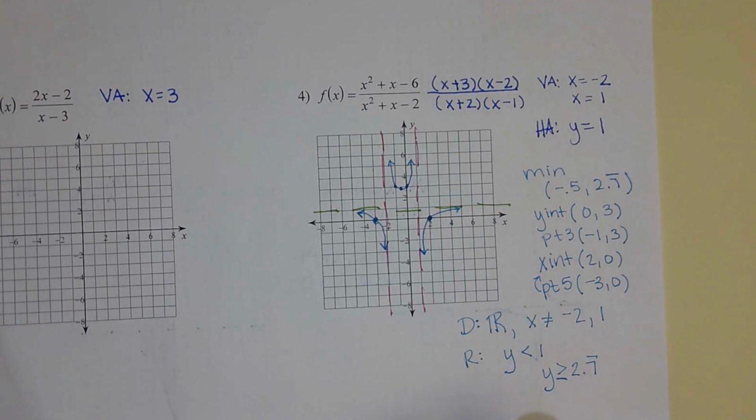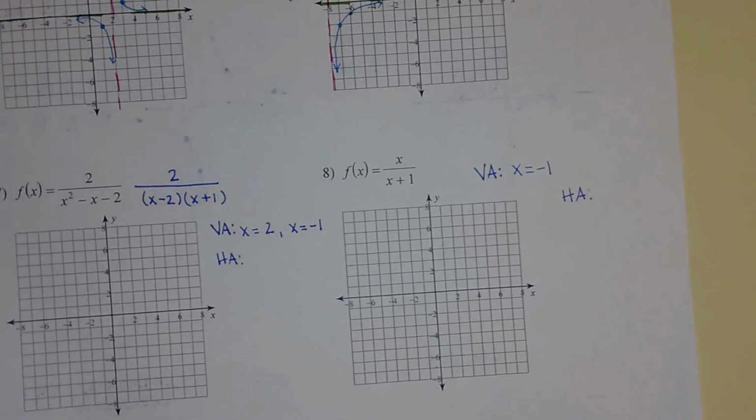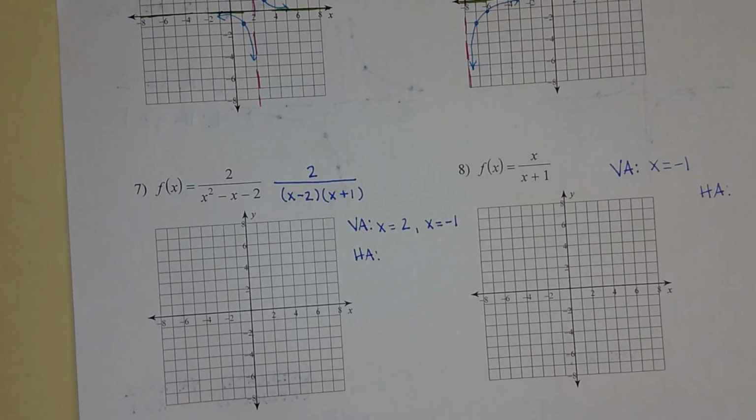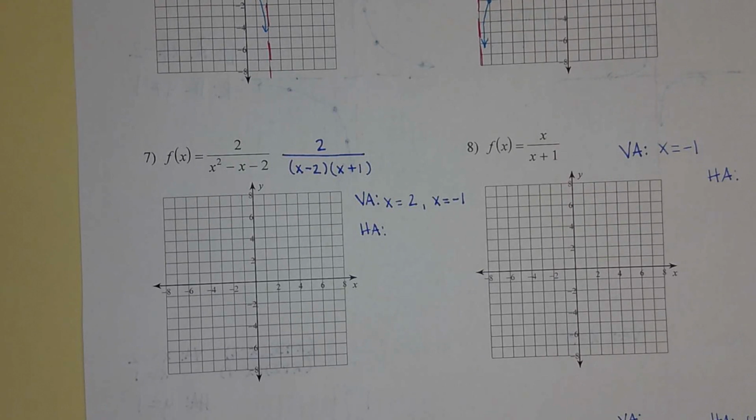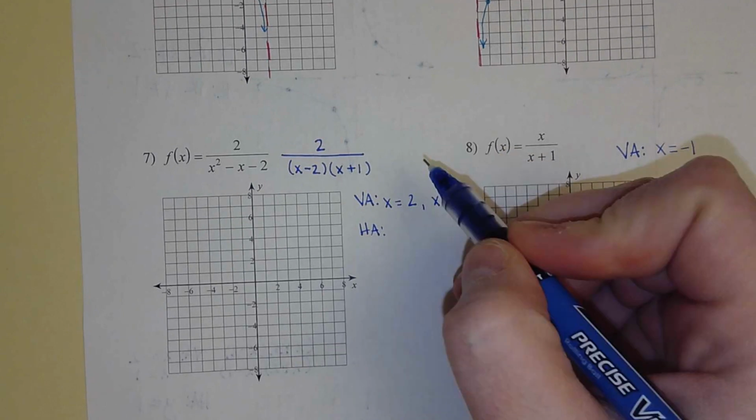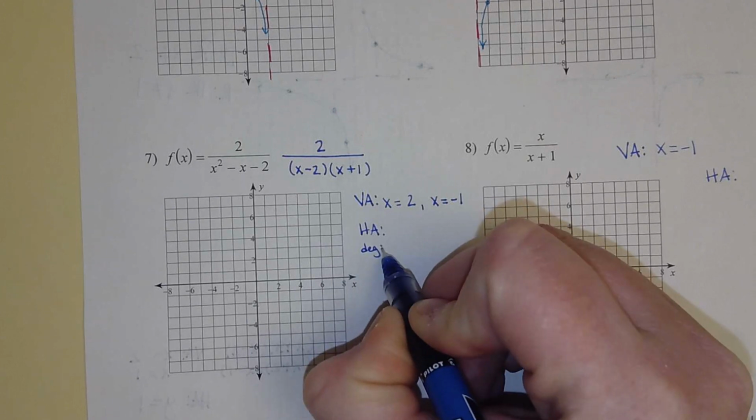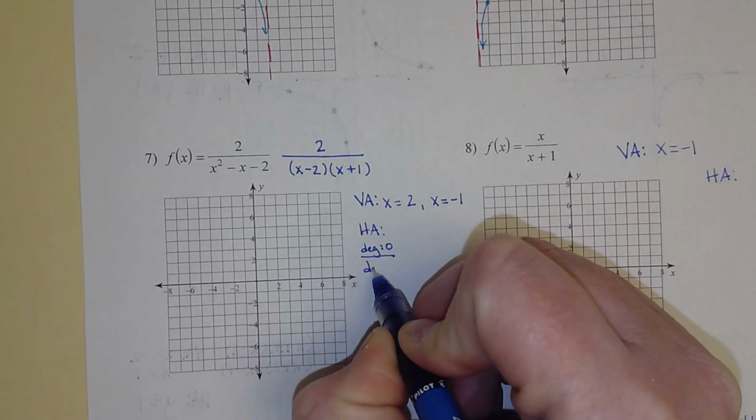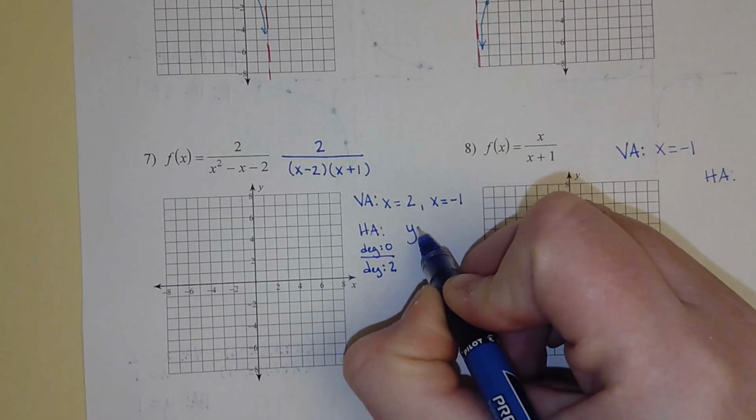The next question we're going to look at on the back is question number 7. Doing the same thing as before. However, this one's a little bit different. My degree on the top is 0 because I have no x's up here. So I have a degree of 0 over a degree of 2. Since my degree on the bottom is bigger, my horizontal asymptote is going to be at y equals 0.